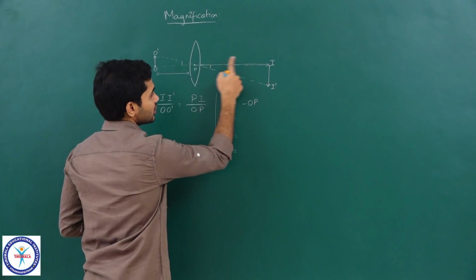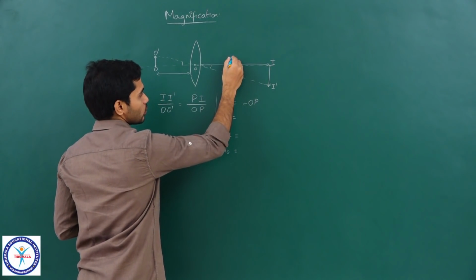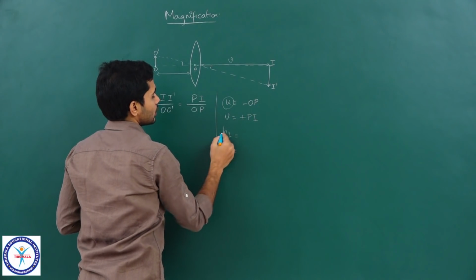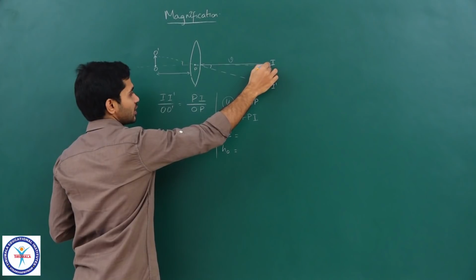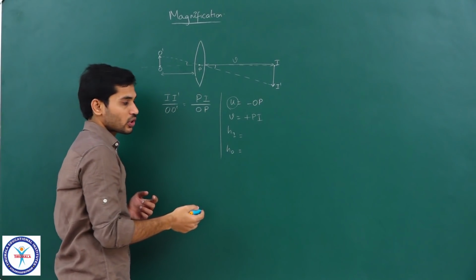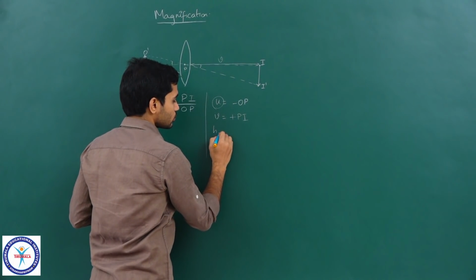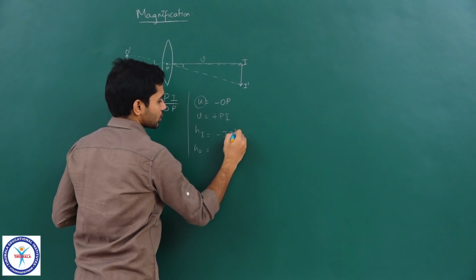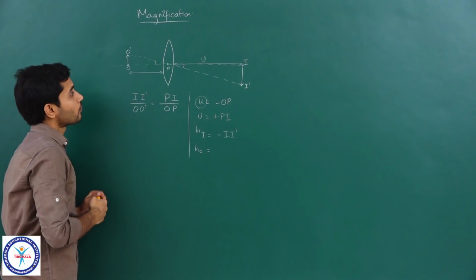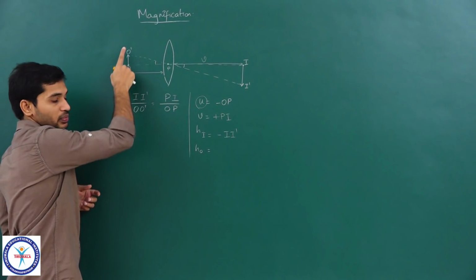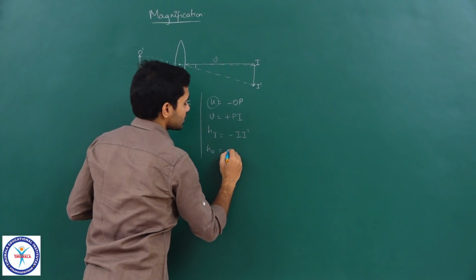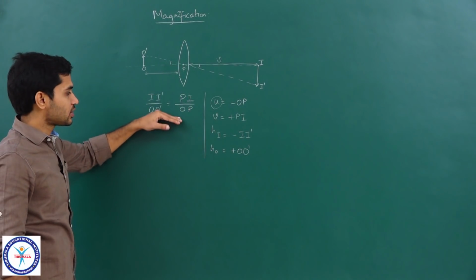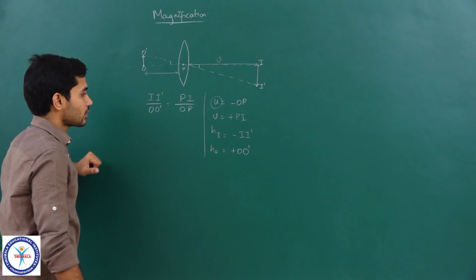Now v is on this side itself, so I can write v is equal to plus PI. Hi, the image is below the principal axis according to what I have taken, so hi will be minus I dash, and ho is above the principal axis, so I can take it as plus OO dash. So that is it. Substitute this sign convention into the relation which we have here.